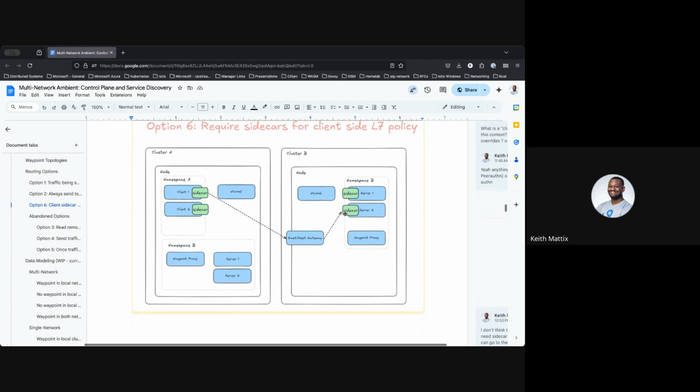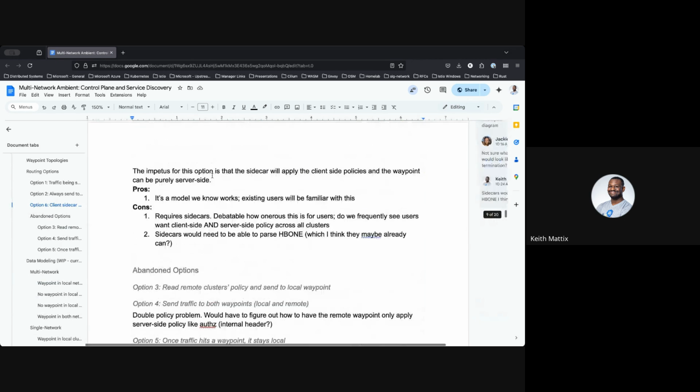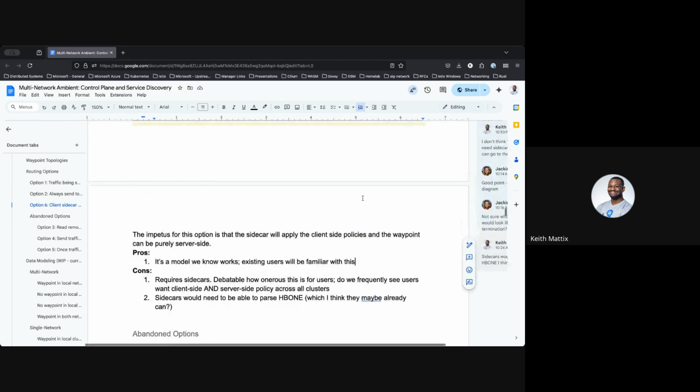The diagram's a little out of date, I didn't get a chance to update it. There wouldn't be a sidecar in the remote namespace, but the client would have a sidecar, and the sidecar would do the routing and then pick the destination. Sidecars need to be able to parse HBone. I think they already might. They need to be able to terminate HBone. And if they don't already, we would probably want that anyway for interop purposes.